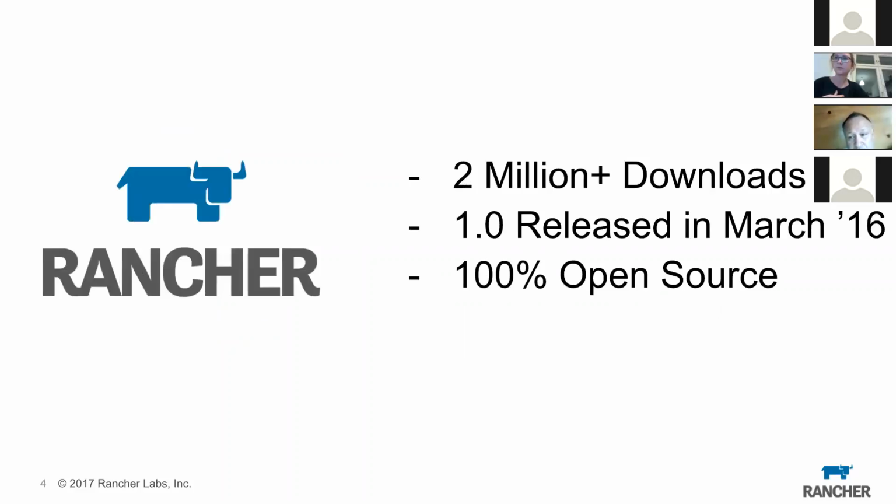Rancher is quite popular in the open source community. We are distributed as a Docker image, and we have about 2 million downloads in Docker Hub. We went to GA in March last year. And of course, we are 100% open source, so that means we don't have any enterprise versions that we sell. Everything goes back to the open source code.